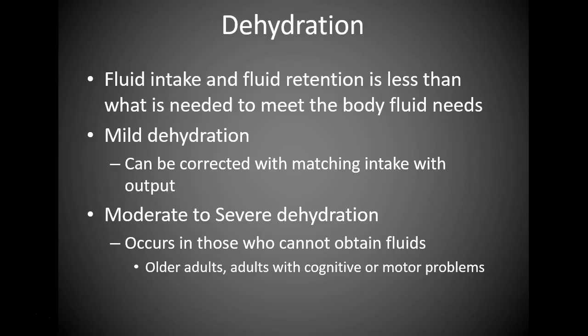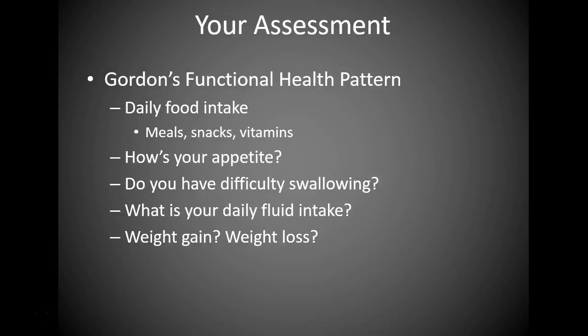Moderate to severe dehydration occurs in those who cannot obtain fluids. This is older adults, adults with cognitive or motor problems. So with moderate to severe dehydration, obviously it's worse than mild dehydration, but these are people who cannot physically obtain fluids to be able to correct the issue.